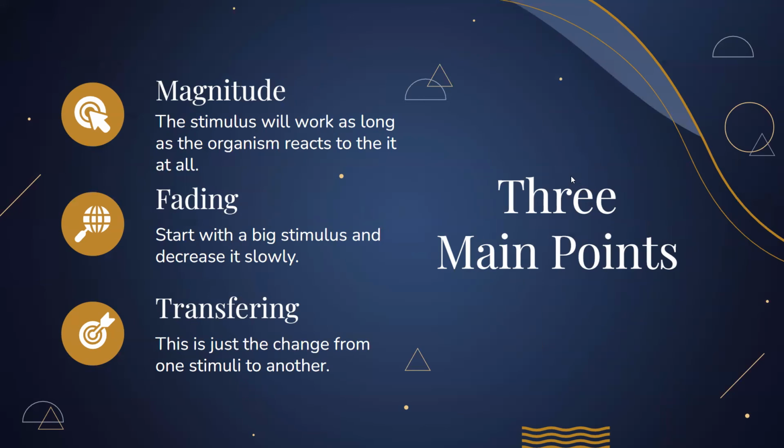And fading is when you start with a big stimulus and then decrease it slowly. So for an example, you go from telling a dog no and a snap of a finger. And as it goes on, you only need to snap your finger and your dog will stop doing whatever behavior you want to decrease. And there's transferring, which is just changing one stimulus to another. So like I said, saying no can be a stimulus, and then slowly you integrate the snap, and then slowly you transfer it down to where you can just snap and the behavior occurs.